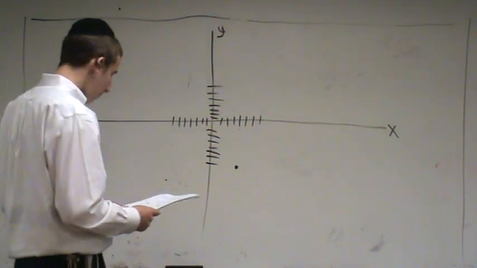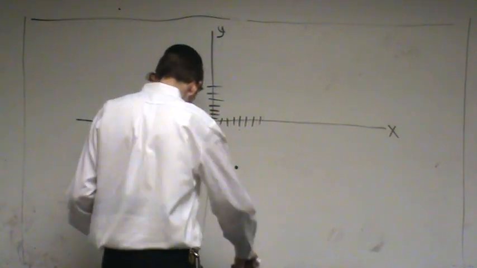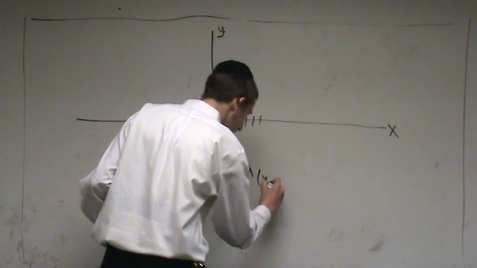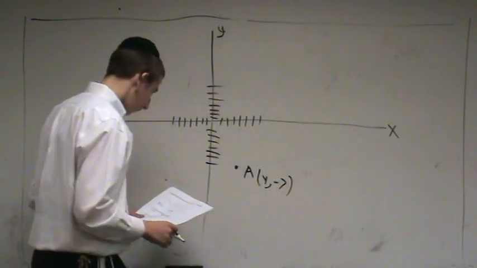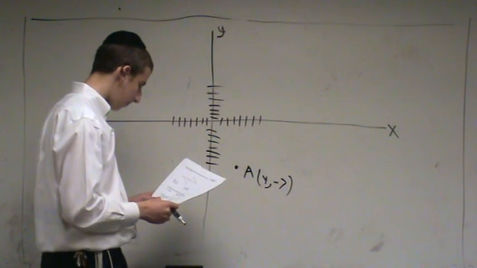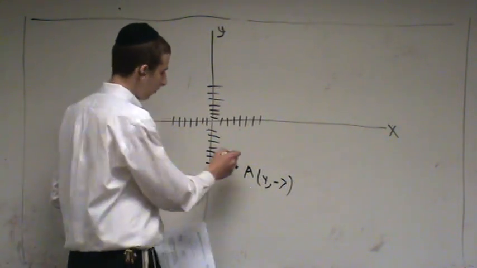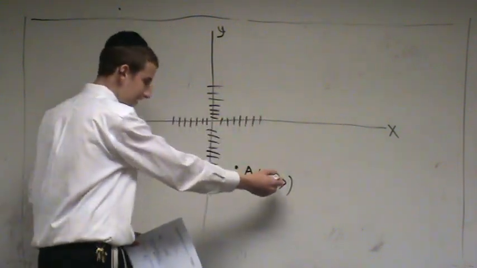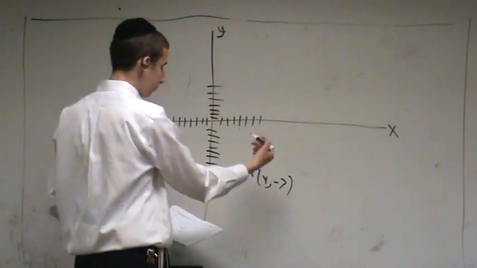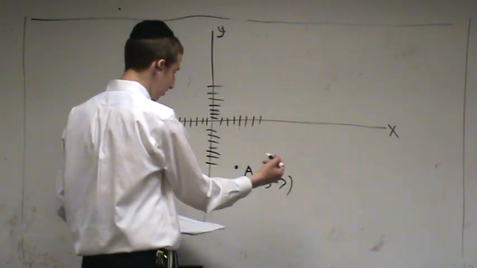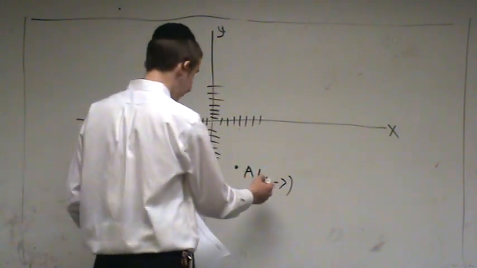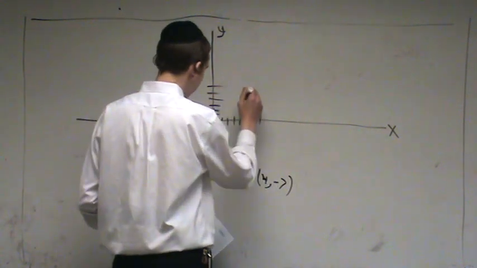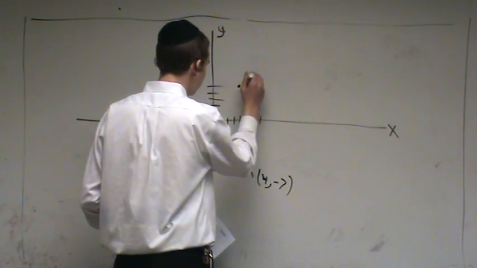Question 5. Point A is located at 4, -7. The point is reflected over the x-axis. The image is located at, if we reflect this over the x-axis, the y is going to end up switching signs. If it's positive, it's going to end up negative. If it's negative, it's going to end up positive. Only the second one, not the first. So it's going to end up being 4, 7. Right over here. 4, 7.